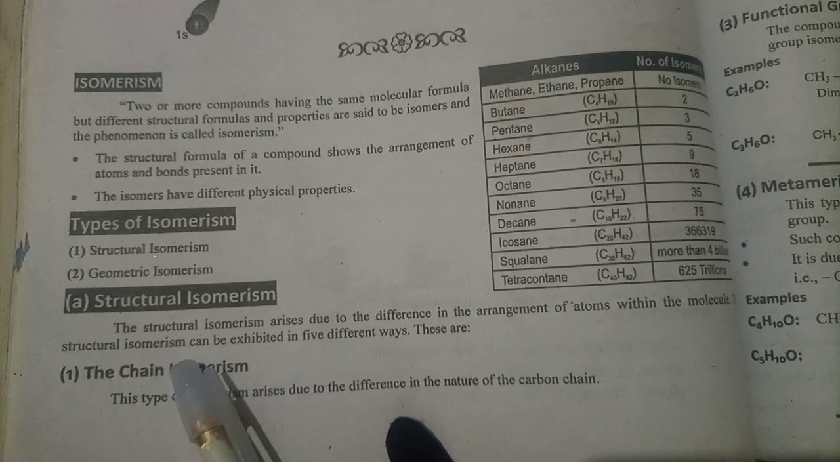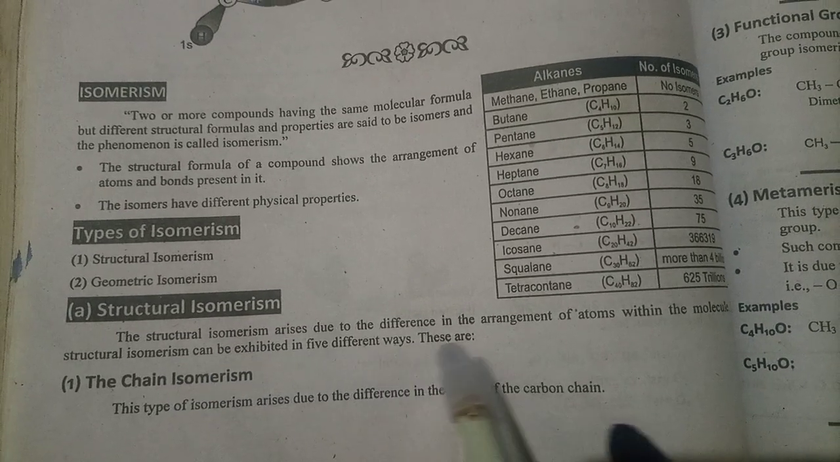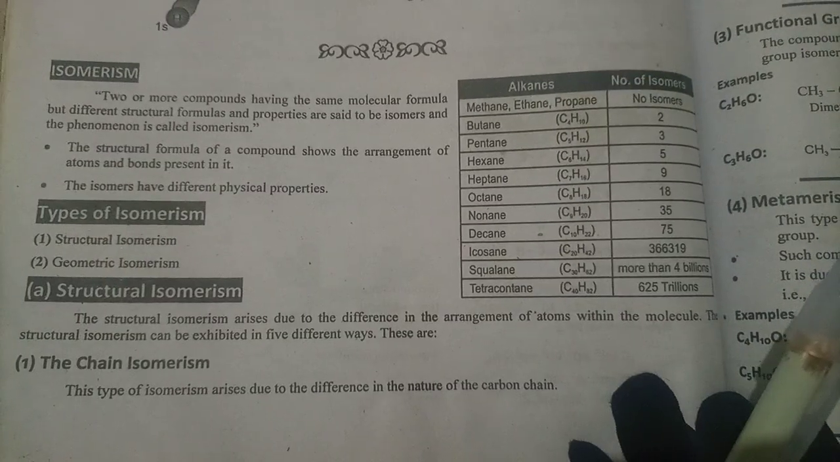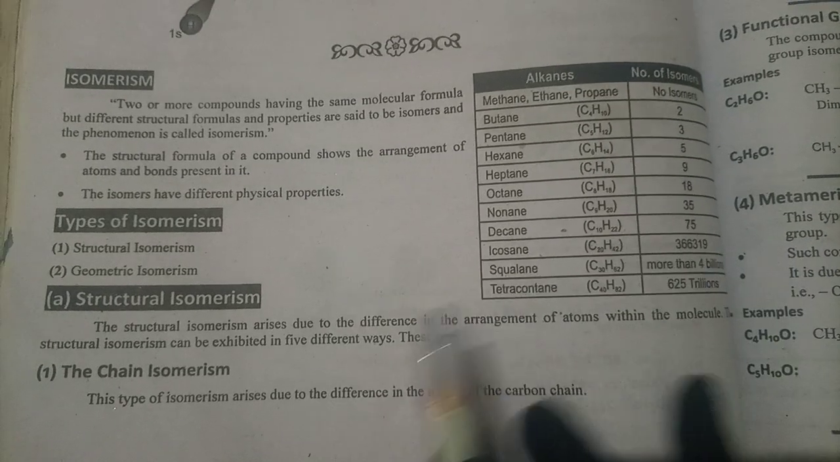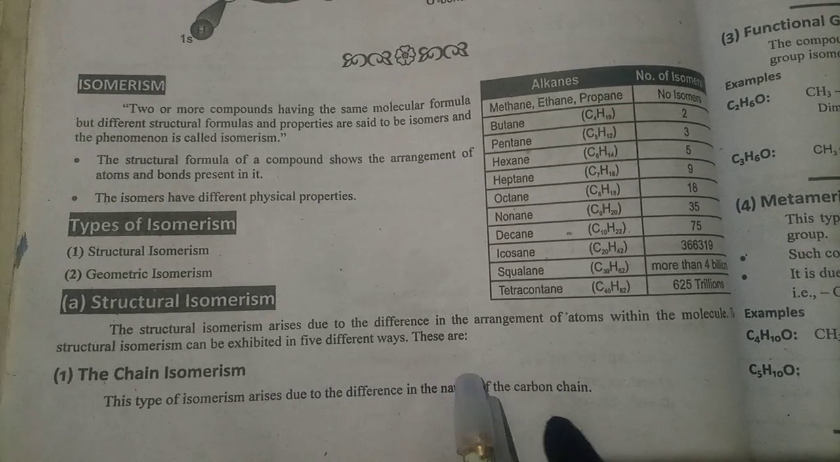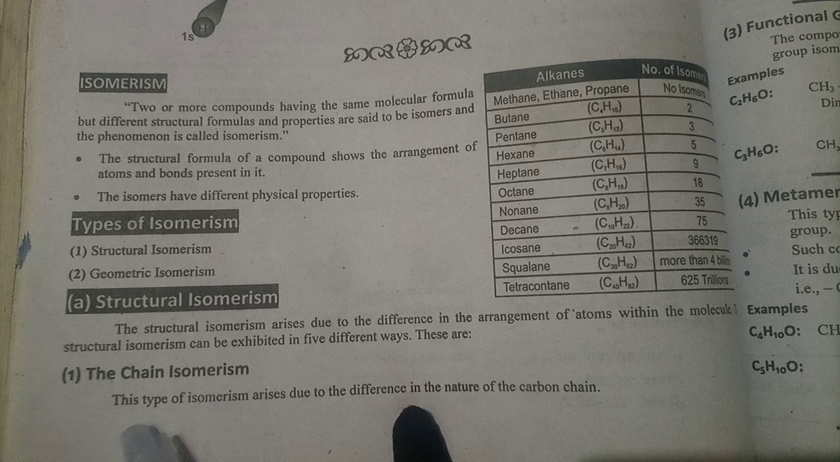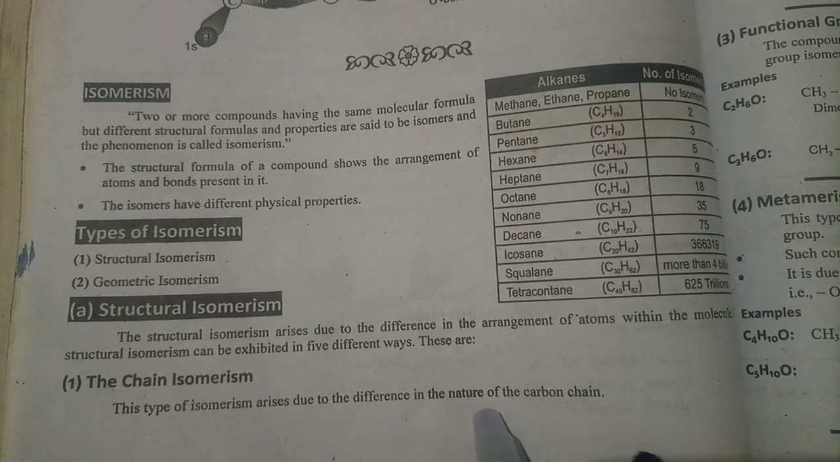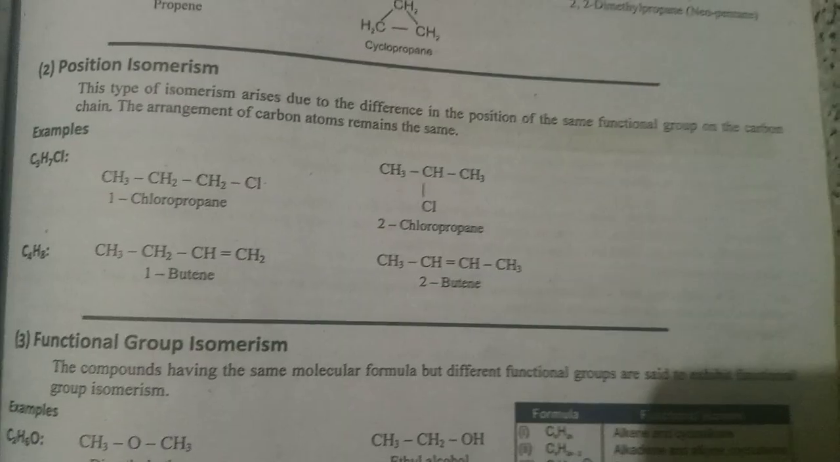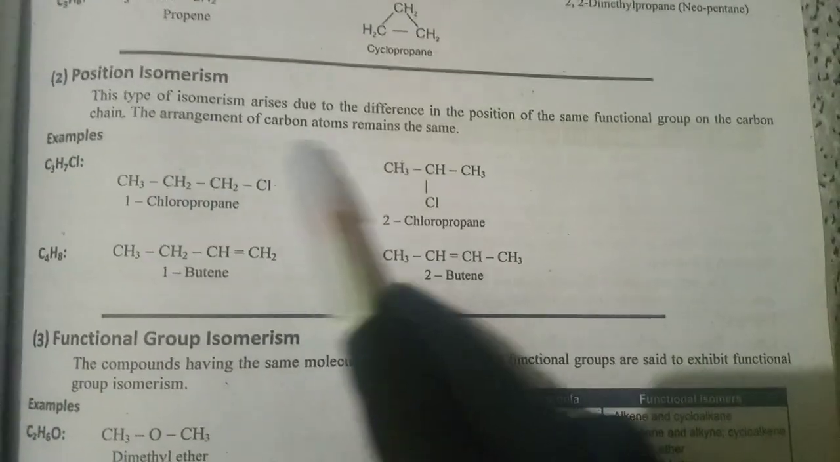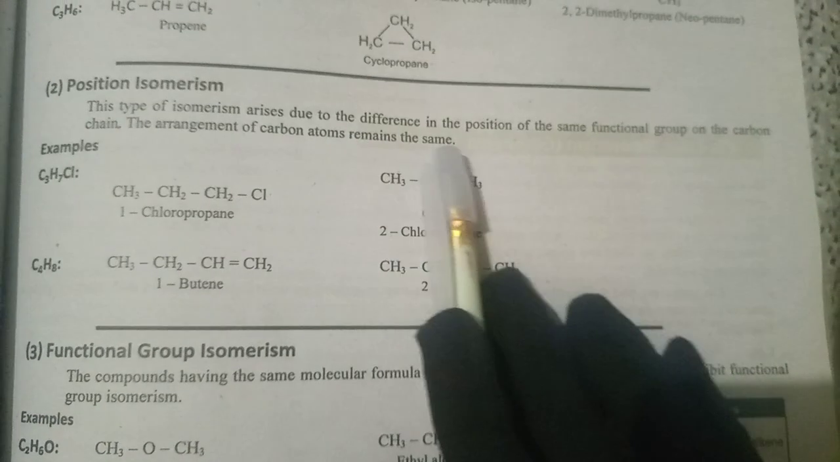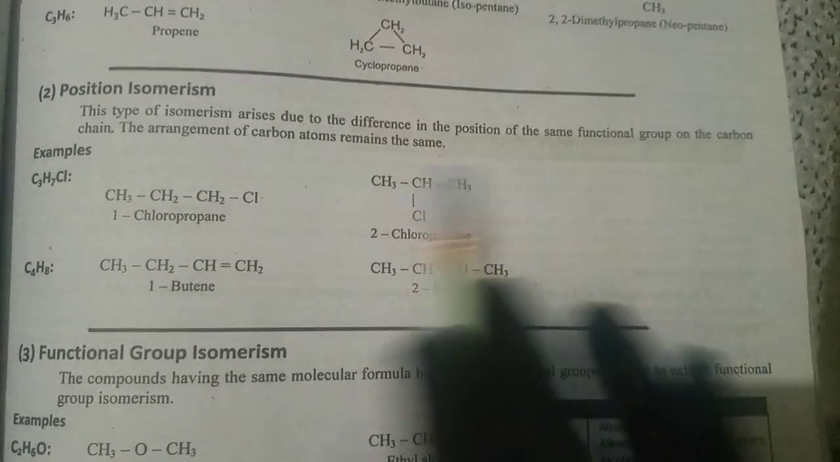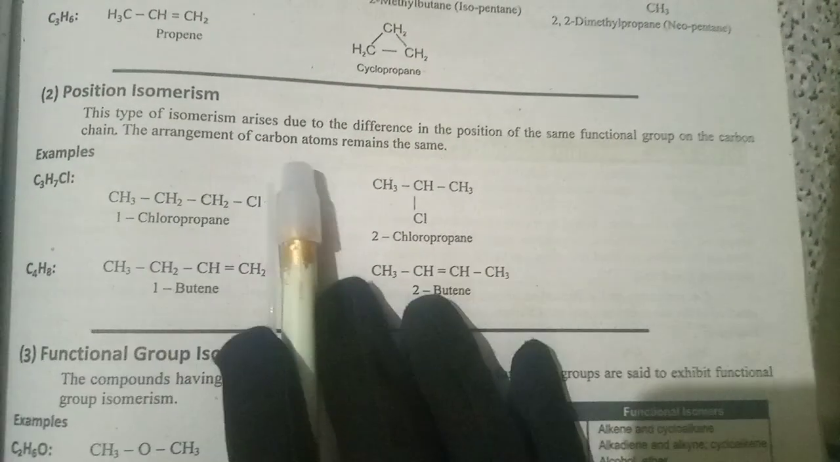Structural isomerism. Structural isomerism arises due to the difference in the arrangement of atoms within the molecules. Structural isomerism can be exhibited in five different ways. These are chain isomerism: this type of isomerism arises due to the difference in the nature of the carbon chain. Position isomerism: this type of isomerism arises due to the difference in the position of the same functional group on the carbon chain. The arrangement of carbon atoms remains the same.